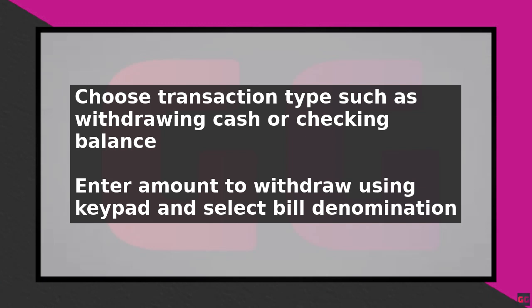The ATM will also provide you with the option to select the denomination of the bills you want to receive. Once you have completed your transaction, the ATM will dispense the cash and provide you with a receipt. Make sure to take your card, cash, and receipt before leaving the ATM.